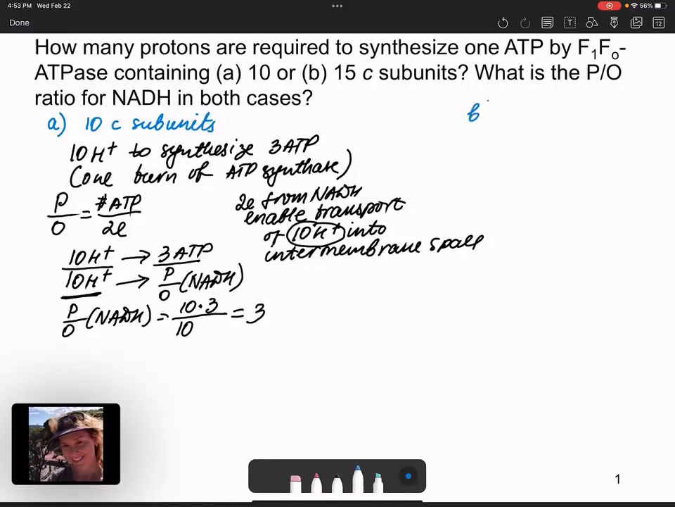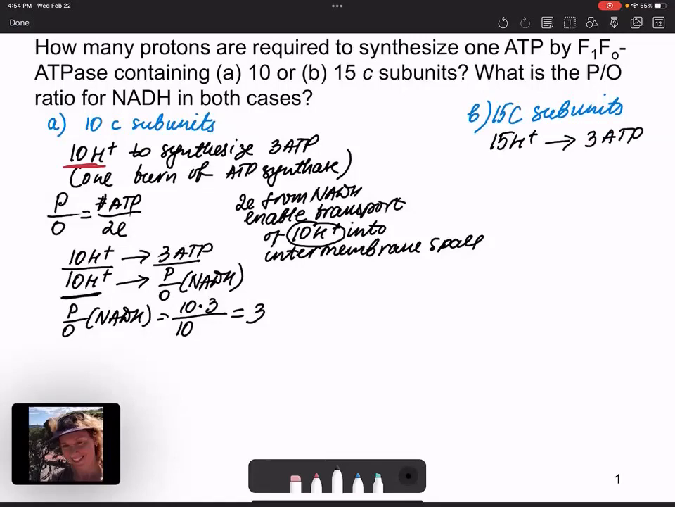Now, for part B, when we have 15 C subunits in this multi-enzyme complex, we will have the same logic, but instead of 10 protons here, we will have 15 protons that are required to go through C subunits in order to enable one turn of ATP synthase. And this one turn would yield 3 ATP to be synthesized.